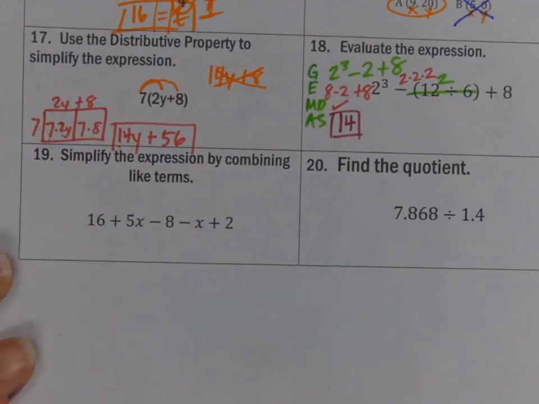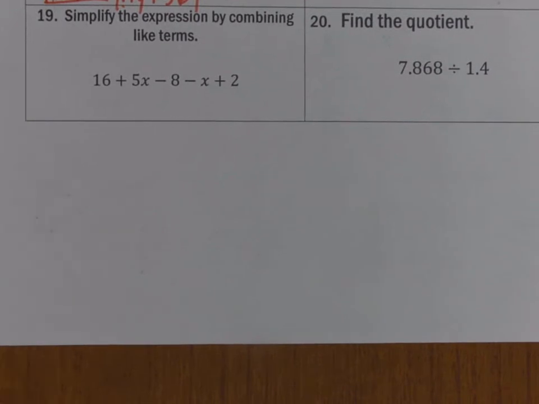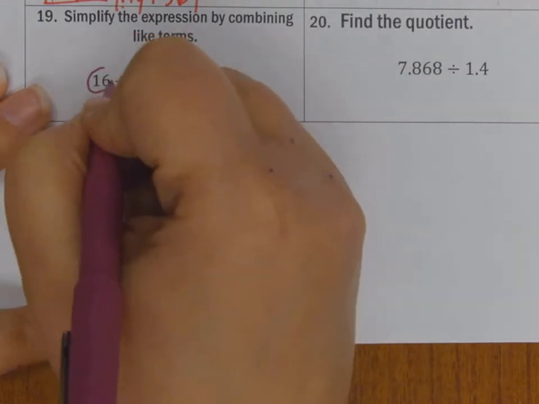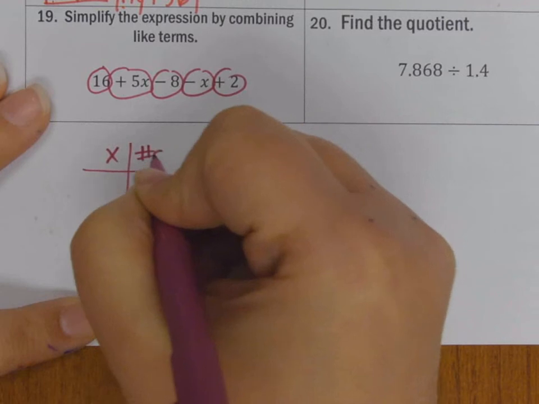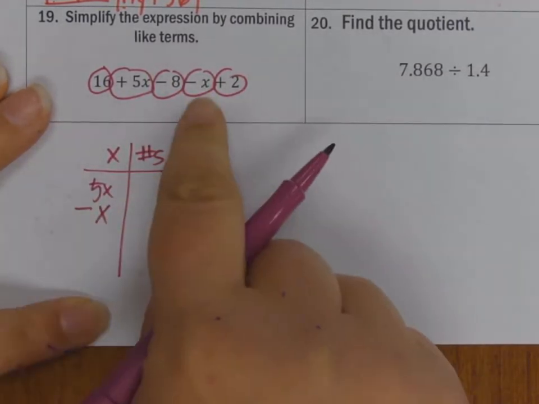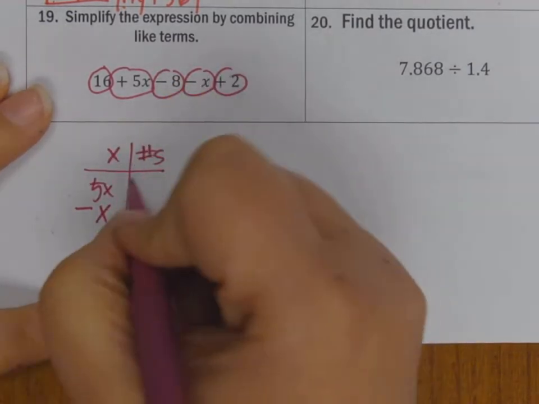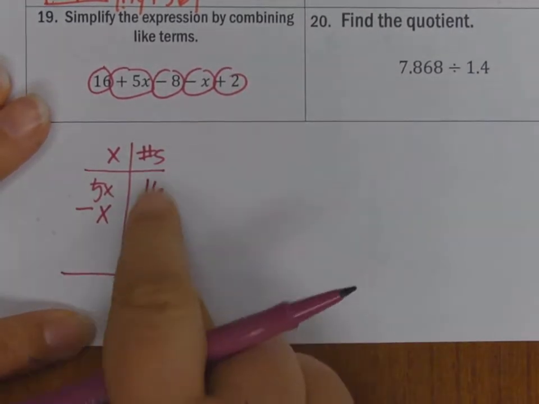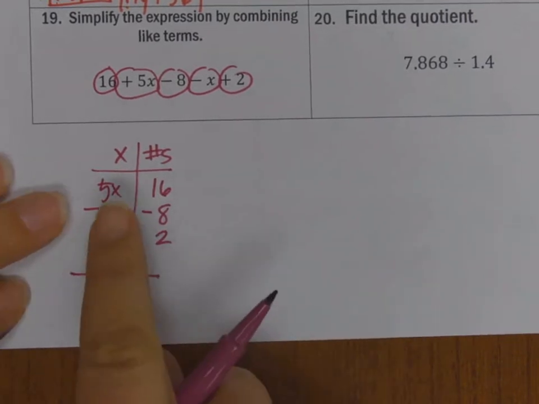All right. Number 19 is simplify the expression by combining like terms. So I am going to do a t-chart. What do I have here? I see numbers and I see x's. So for my x's, I have 5x, and then I have this minus x. Make sure you have that subtraction or negative sign, same thing right there. And then on my numbers, I have 16, I have minus 8, and I have 2. Notice that I included the minus 8 with that as well. So now I just put them together.